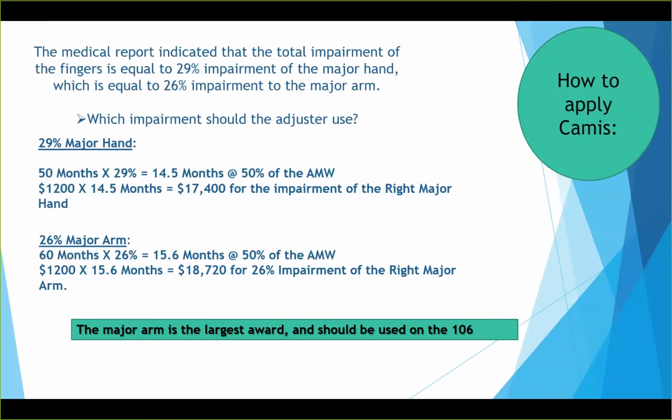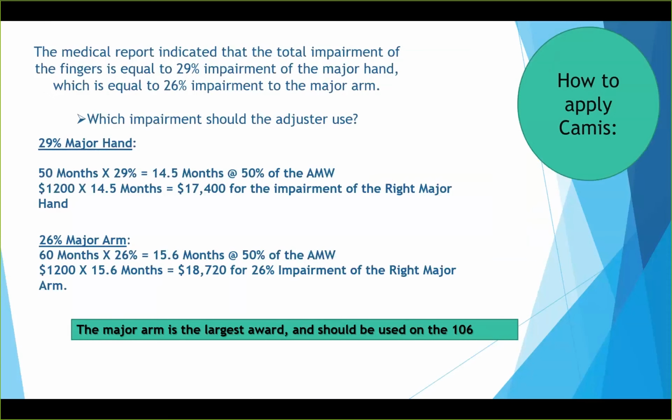Here's an example. The medical report indicated that the total impairment of the fingers is equal to 29% impairment of the major hand, which is equal to 26% impairment of the major arm. Now we've already done the calculation for the fingers, and now we're going to do the calculation for the hand. The major hand in the law book is worth 50 months.